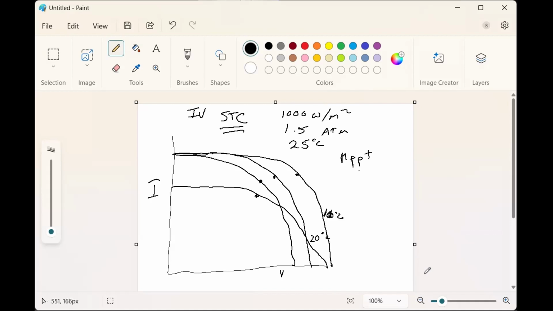So it's not an expensive item. It's in every piece of electronics that's connected to it. So it's something you don't even have to think about.